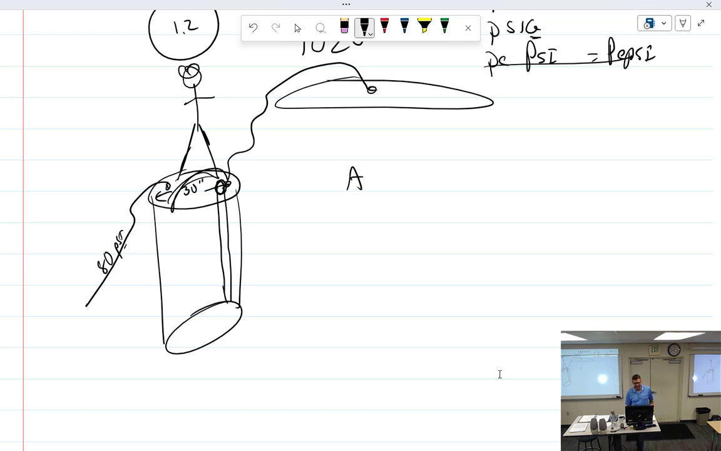I did this right in front of him. Let me show you why I wouldn't do that. Area is pi r squared. The area equals pi times the radius squared. The radius would be 15, so 15 squared times pi equals 706.86. So the area is 706 square inches times 80.